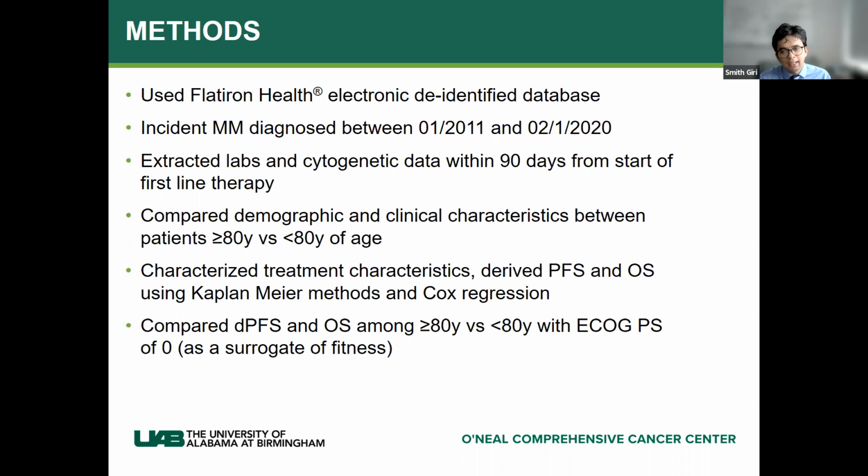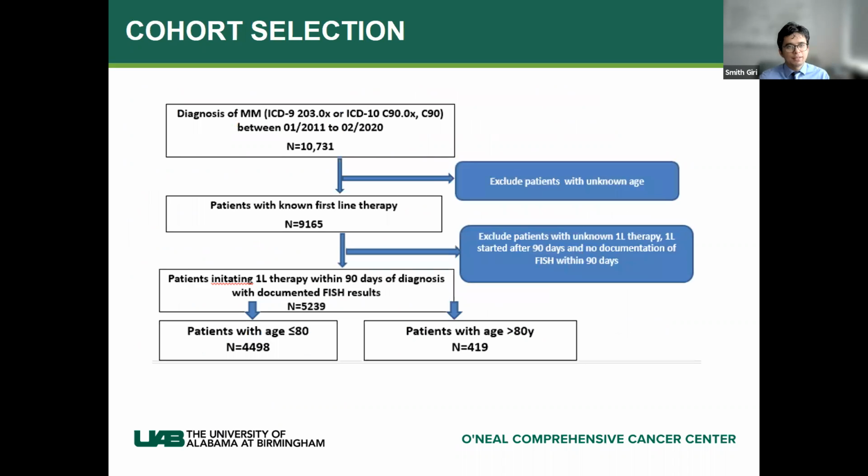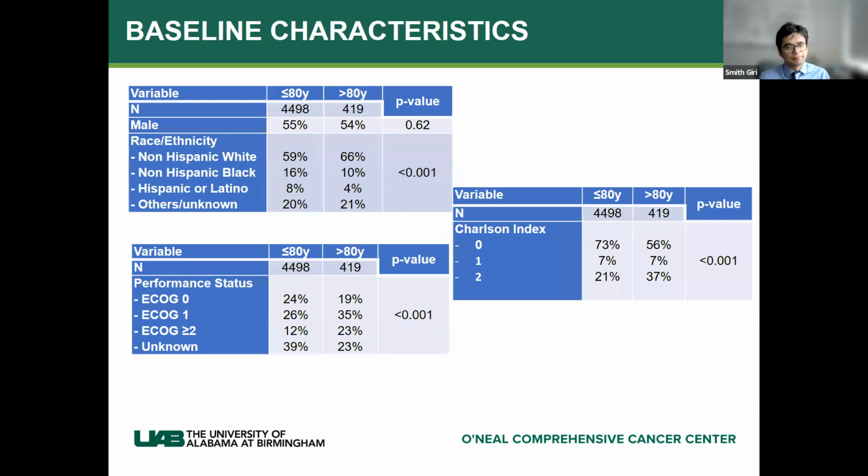Lastly, using ECOG performance status of 0 as a surrogate of fitness, we compared the survival outcomes between those 80 years and older versus younger than 80 years, using both derived progression-free survival and overall survival. So this is our cohort selection. After excluding patients with unknown age, as well as incomplete information on their first-line therapy, cytogenetics and labs, we came up with a total of around 4,500 patients younger than 80 and 419 patients older than 80 years old.